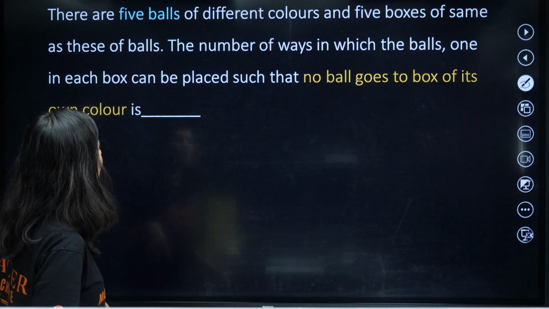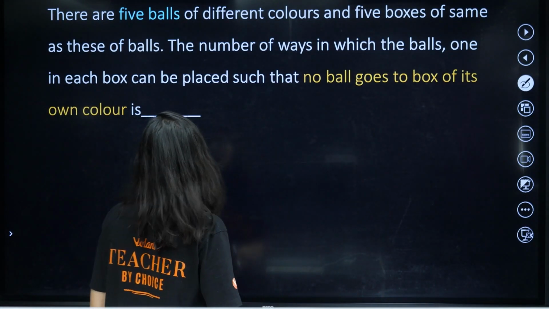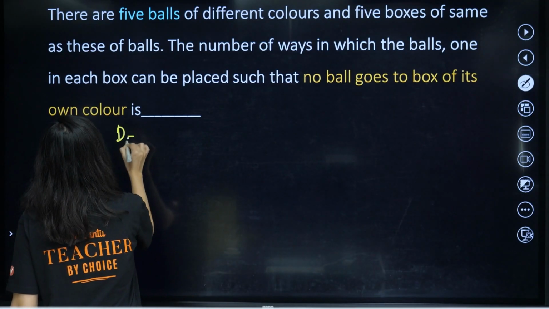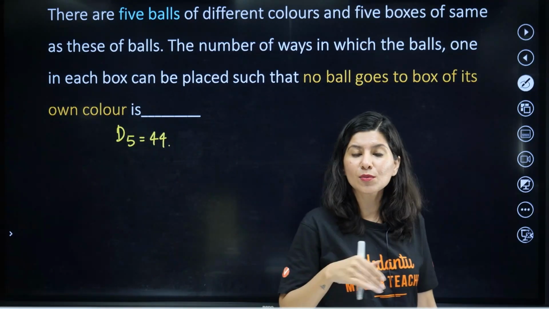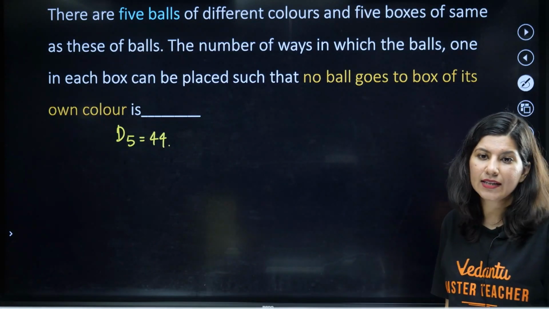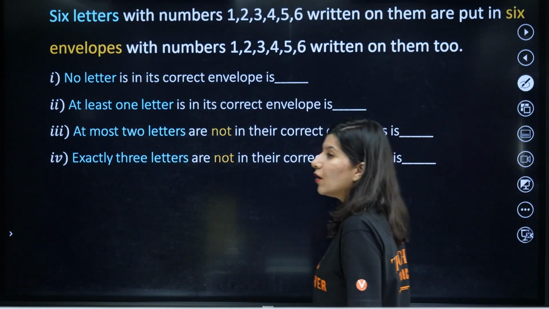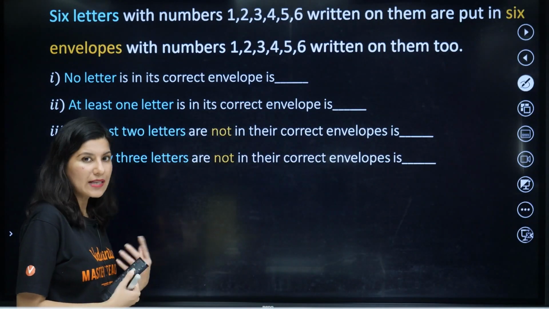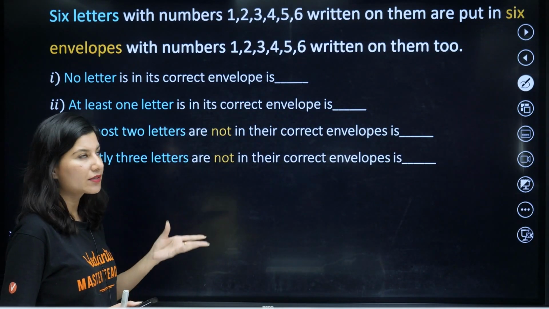The number of ways in which the balls can be placed such that no ball goes to the box of its own color. Again, they are talking about D5, very easy, 44 is the answer. They are talking about derangement of all 5 objects. Easy, 44. Okay, chalo. Now, let's do some twist because now I know what the derangement is. Let's do it with some twist.